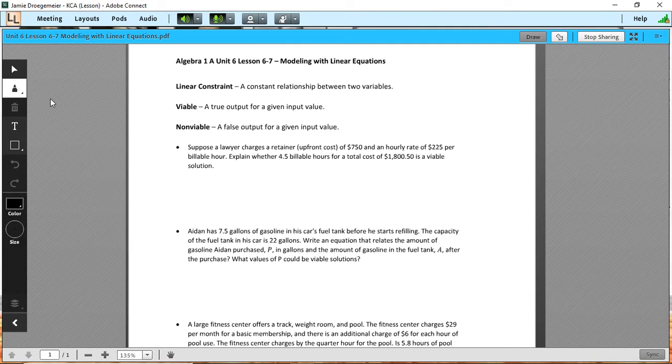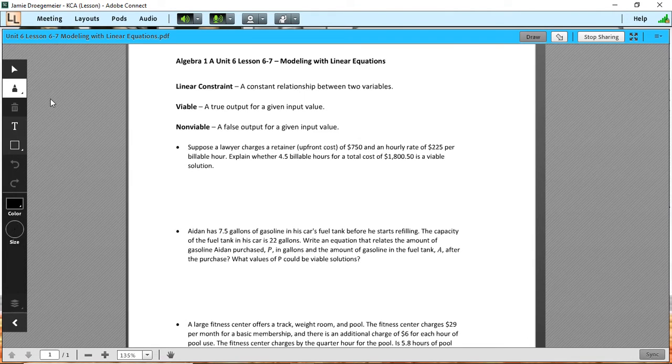Today we are in Unit 6, looking at lessons 6 and 7, modeling with linear equations. And so we're going to start this one with a few vocabulary terms. One term that they mention in this lesson is linear constraint. Basically, a linear constraint just means that there is a constant relationship between two variables. They're saying that these two variables always have a linear relationship between them, and that's our rate of change or our slope. So linear constraint just means constant relationship between two variables.